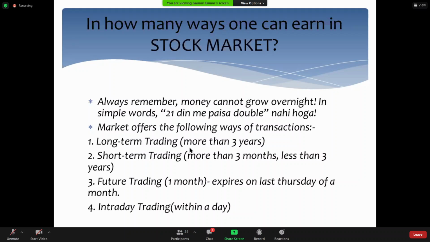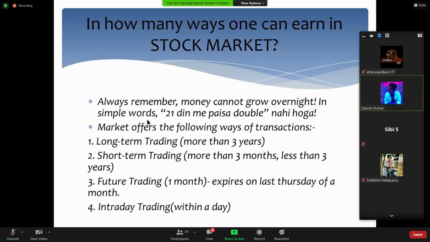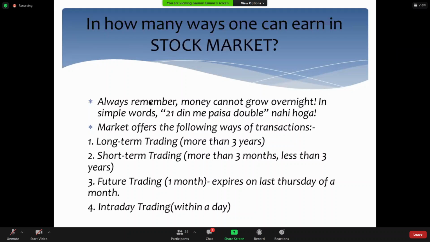Next up is future trading, and future trading is for 1 month. A future is basically a contract which has an expiry date. Every future contract expires on the last Thursday of a month. Thursday is called the expiry day, and on that day a future contract expires. A future contract is valid for only 1 month and you cannot carry forward that future to the next month.